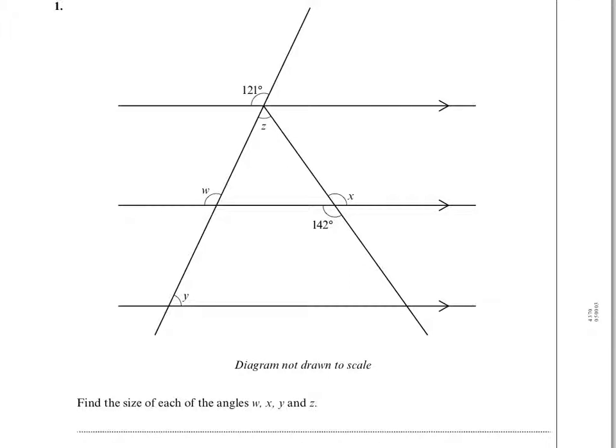For this first angle question, we're asked to find W, X, Y and Z. So first of all, to find W, if we look at our parallel lines, we've got an F angle here, and we know that the angles in the armpit of the F angle are equal. So our first angle W equals 121 degrees.